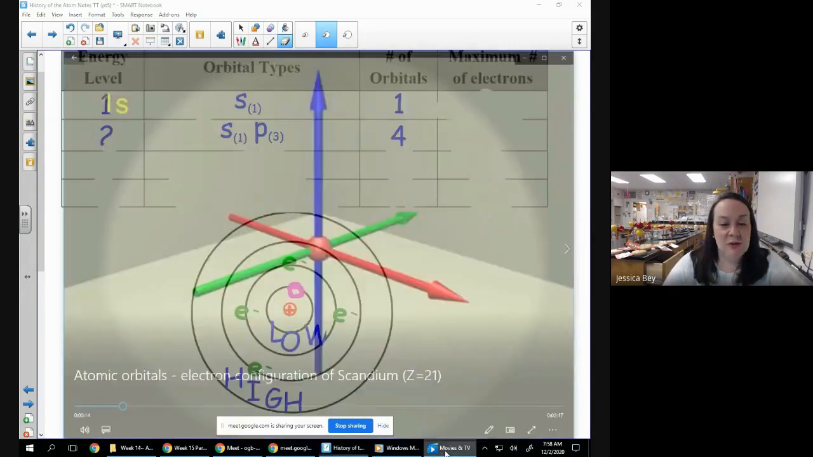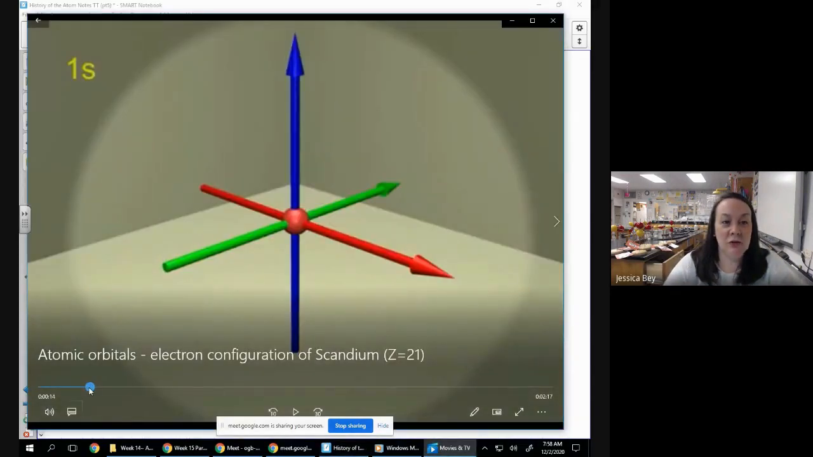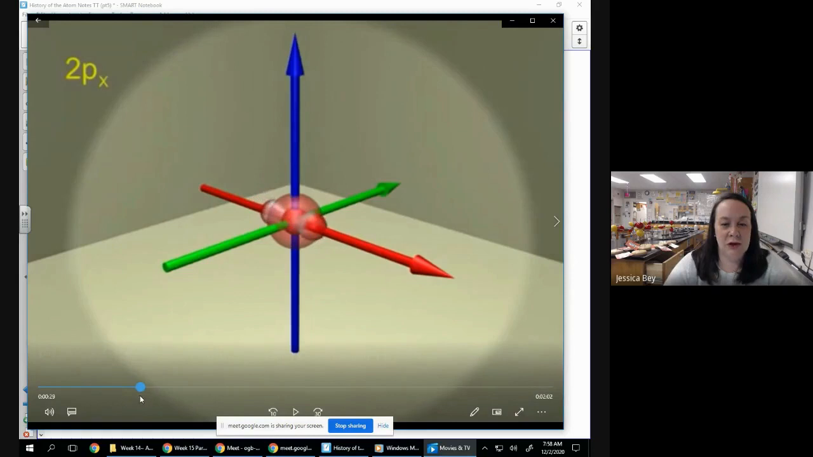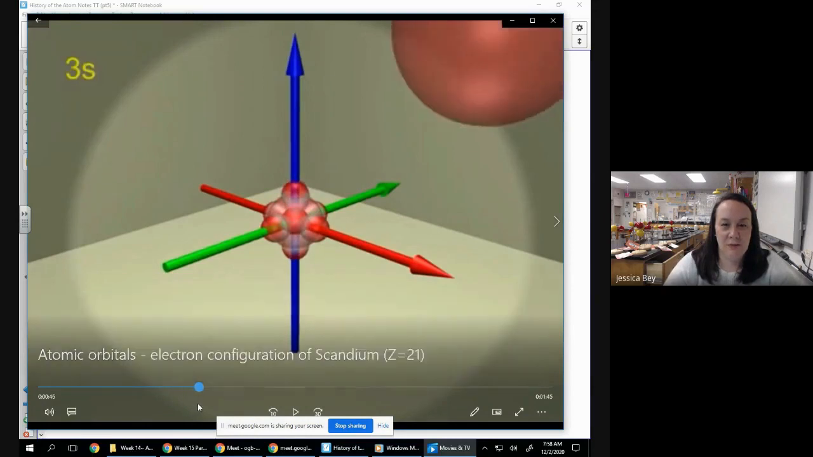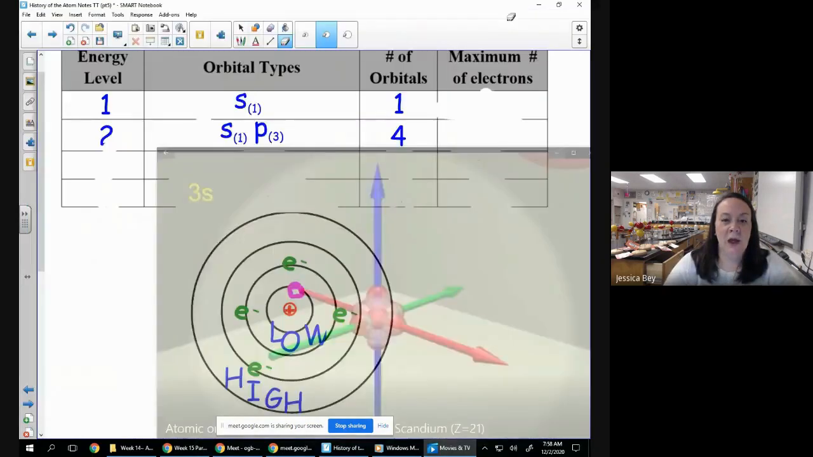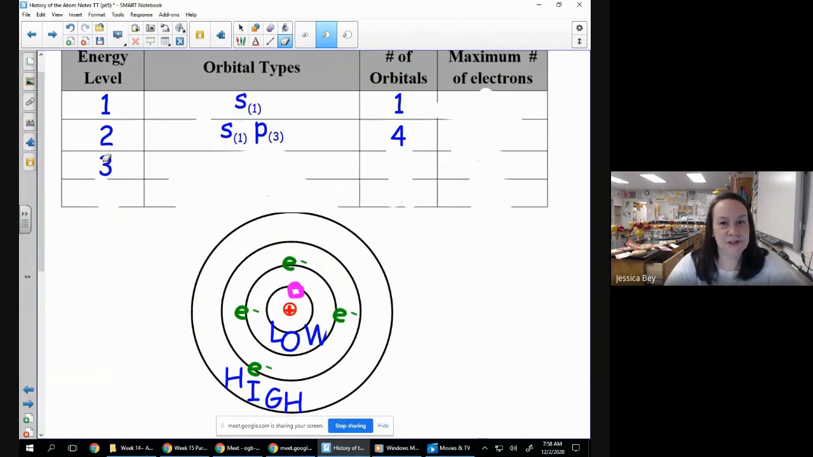So if you could see what that looked like, in energy level 2, there's another S shape. And then there's a high probability of 0, 1, or 2 electrons there. Okay. Then in energy level 3, you're going to see a pattern here.